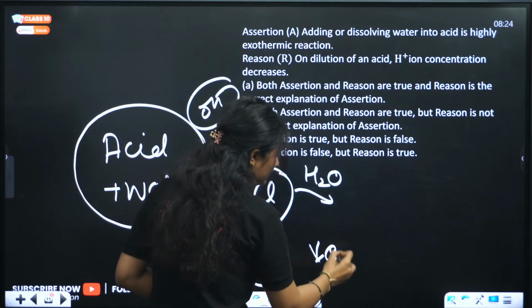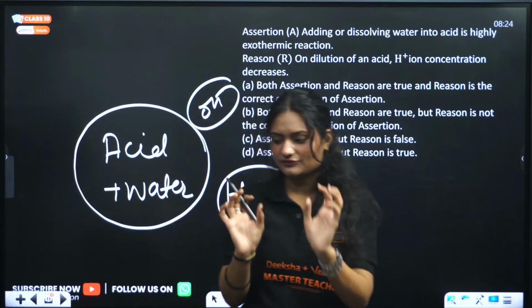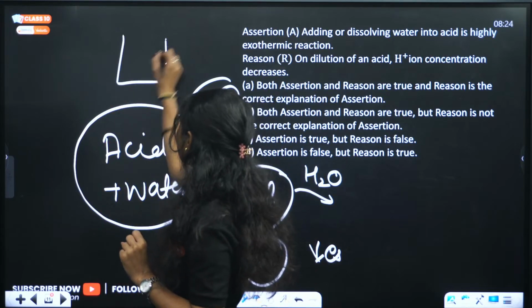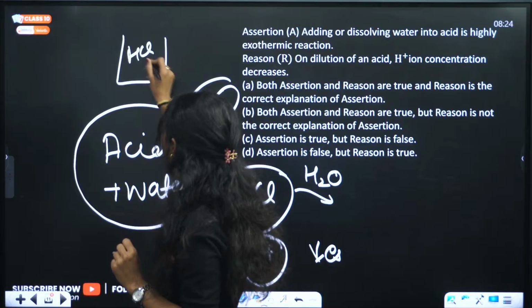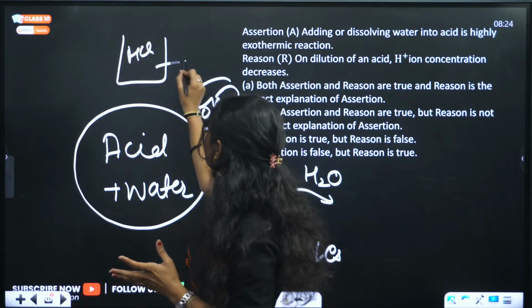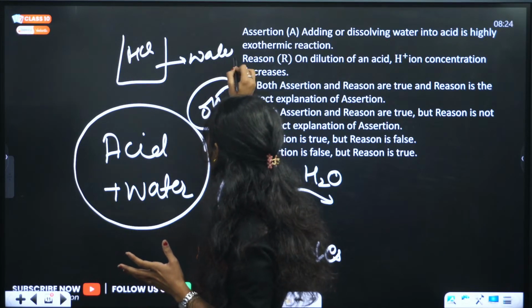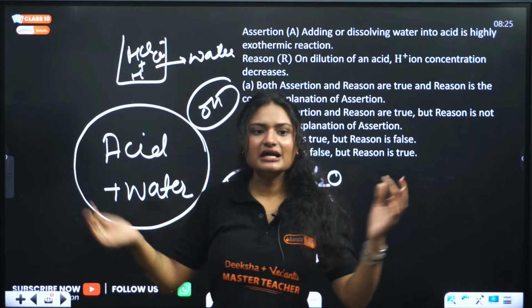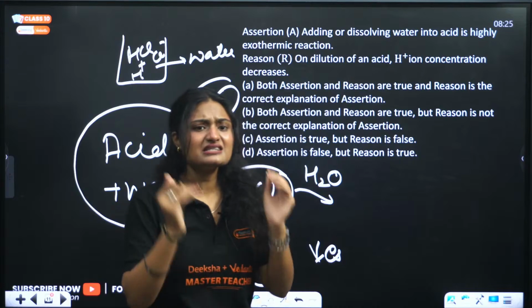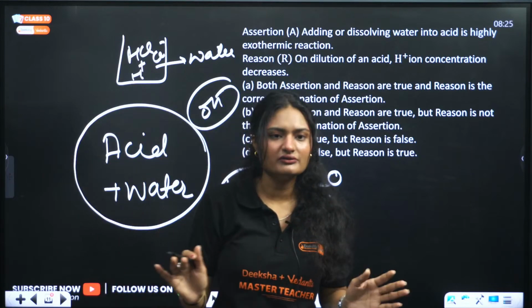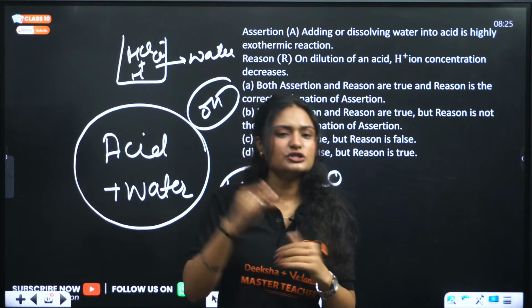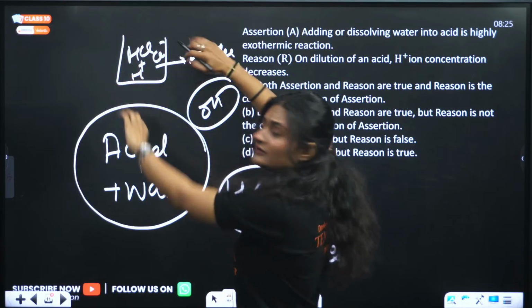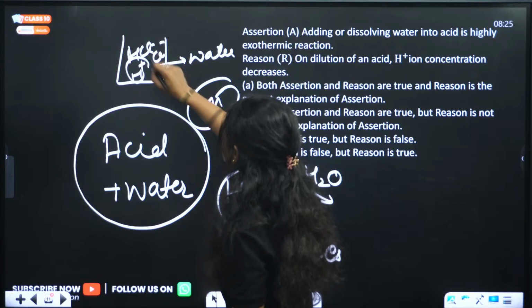Let me explain a little of what is happening when we are doing the dilution. Let's suppose I have an acid, let's say HCl. If I dissolve it in water, it will be present as H positive and Cl negative. Dilution means adding too much of any solvent, in this case too much water. If you add too much water, the water molecules will come in between these H positive and Cl negative.